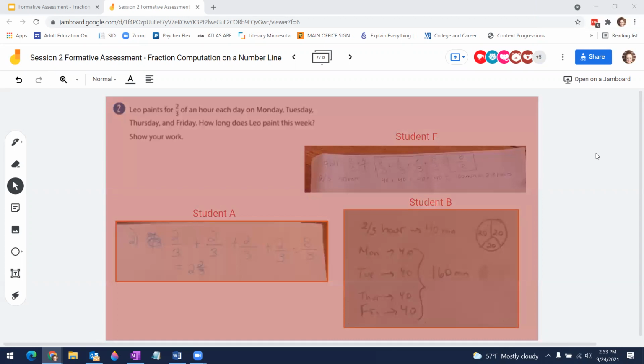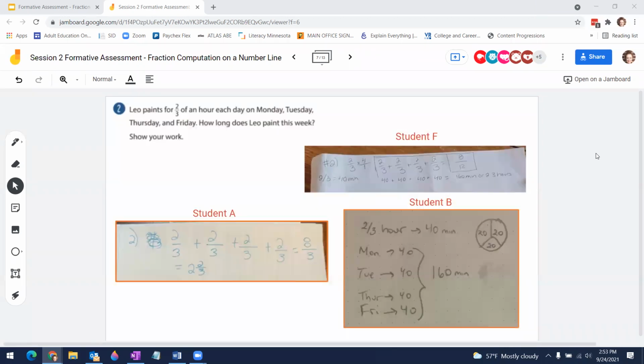I would probably start with student B because they have a little drawing of a clock, or maybe it's a pizza. It has nothing to do with the time. But I think I would start with that one and go through it and have them explain how they got 160 minutes. So there's that visual that you could grab onto and then maybe start from there. It was interesting. Go ahead.